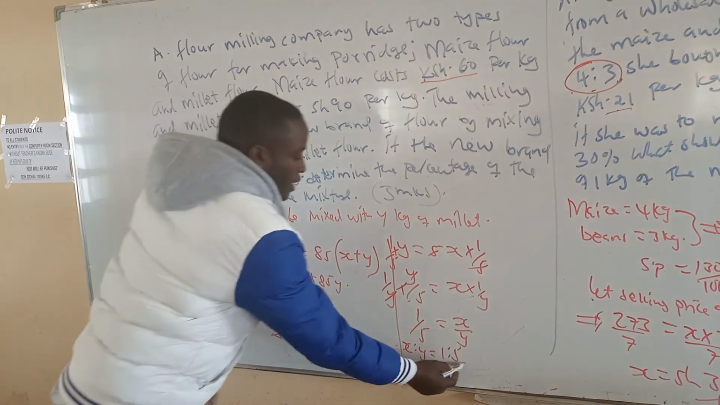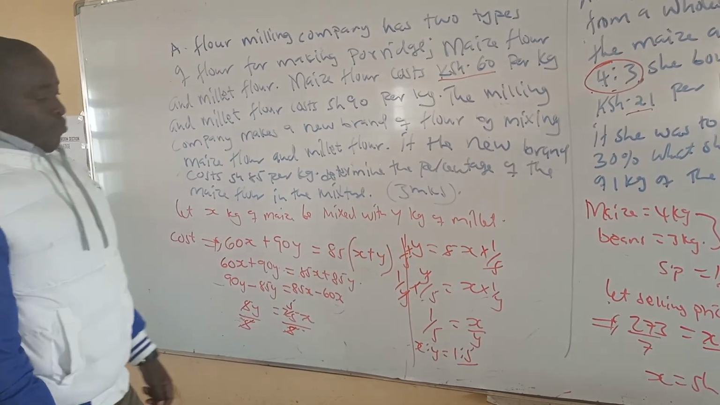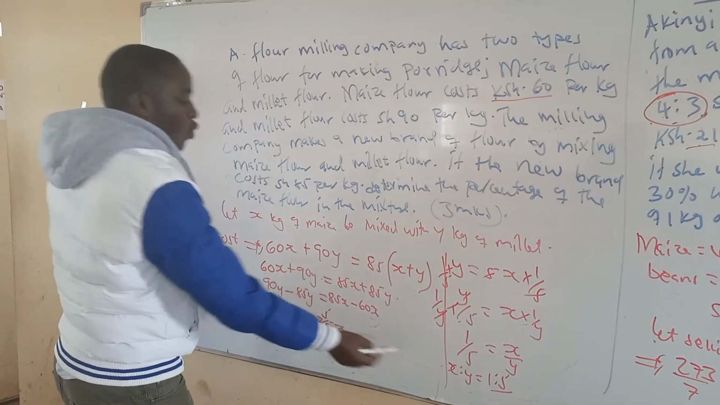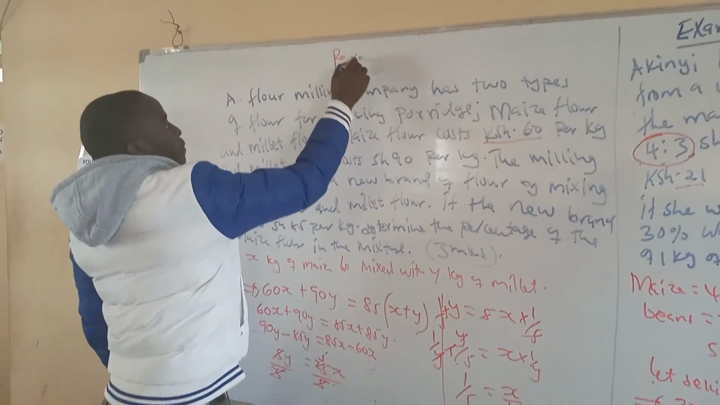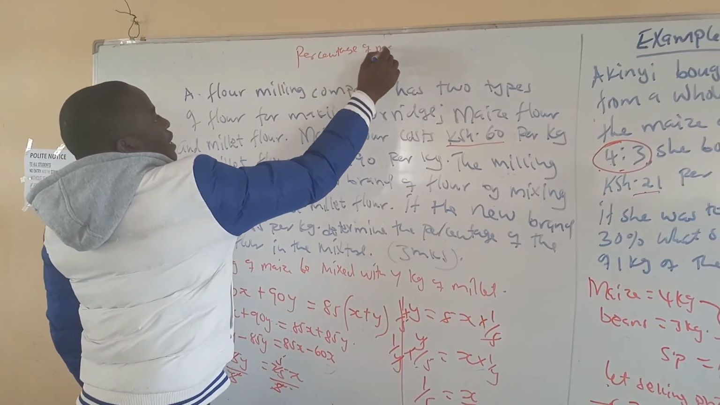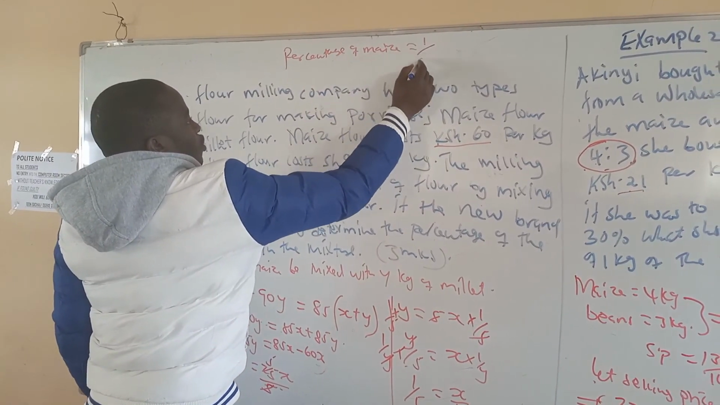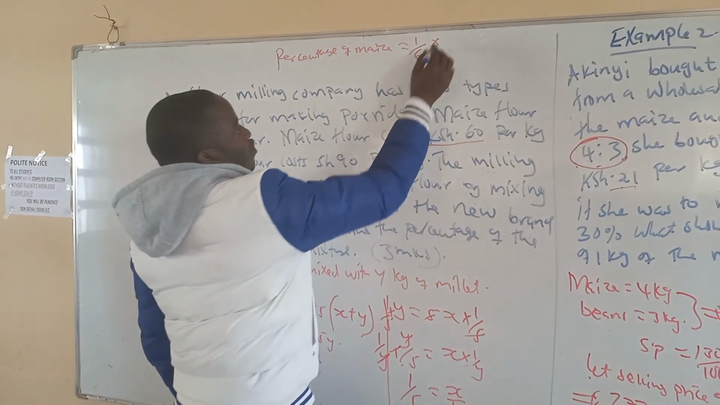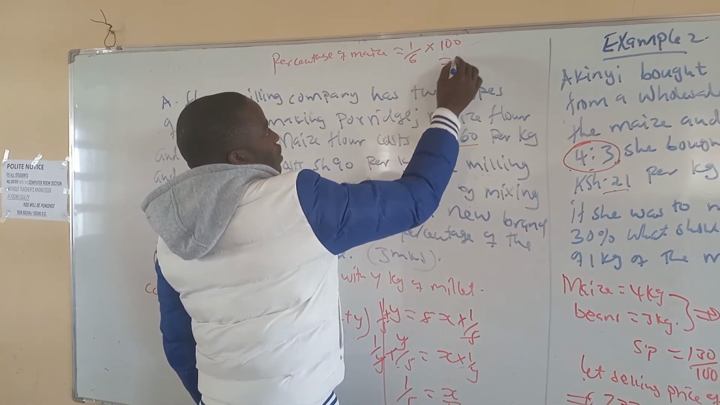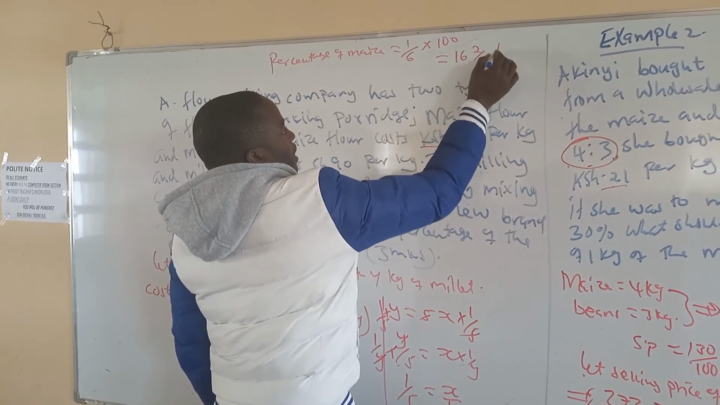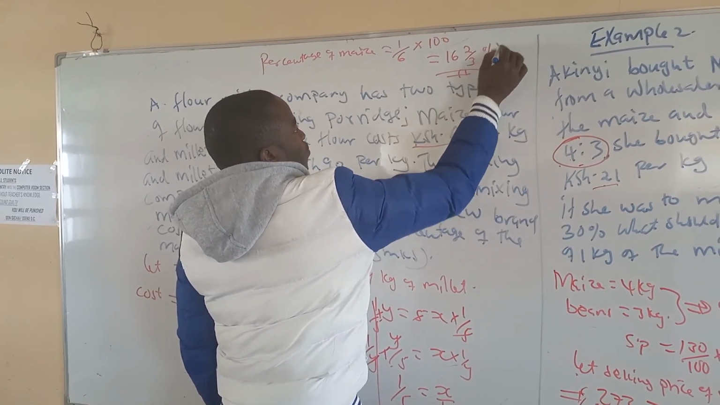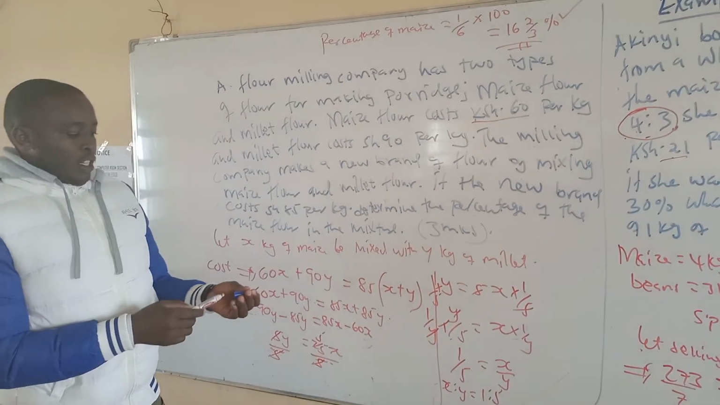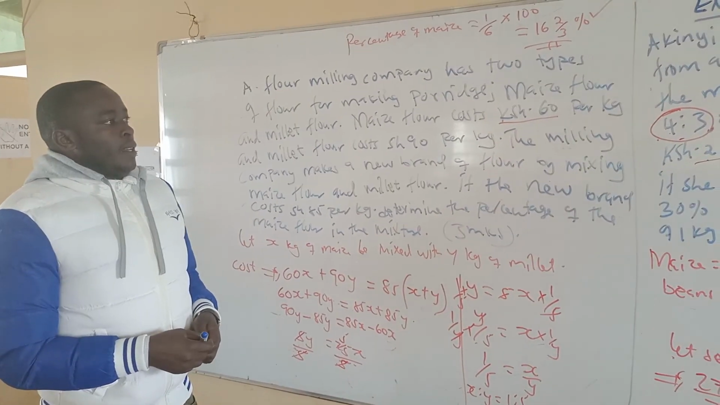So the total ratio is 6. And therefore the percentage of maize was x, which is 1, over the total ratio 6, times 100. So this gives you 16 and 2/3%. So that was the percentage of maize in the mixture, because maize was 1 kg out of 6 kg.